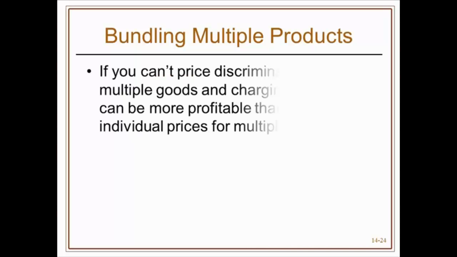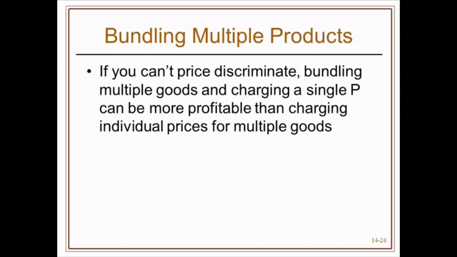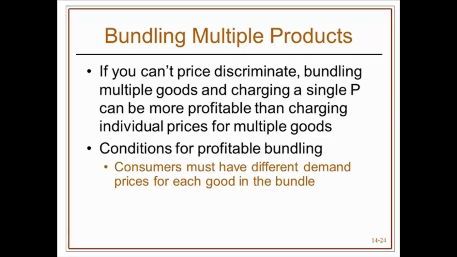Okay, we can talk about bundling also. Companies may produce multiple products, and if you're not able to price discriminate, if you can't charge different prices for these different products, then a company may find that it's easier or better to bundle the products together, to say we're going to sell both of these as one product and charge a single price if we're not able to price discriminate amongst them both. And this would have to be the case if consumers have different demand prices for each good.